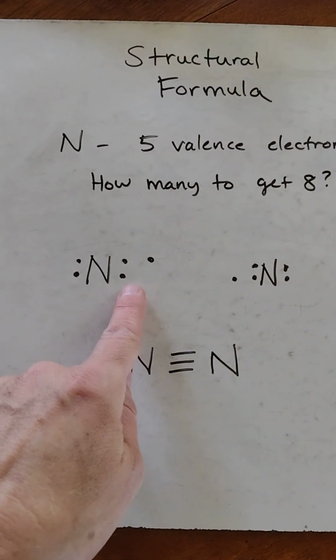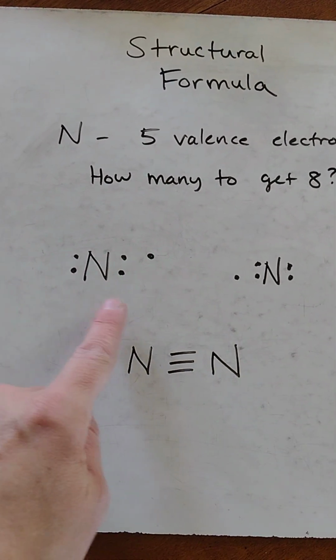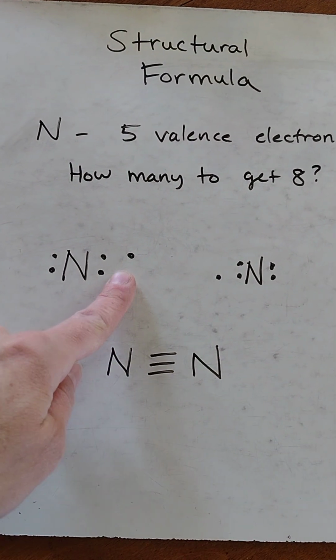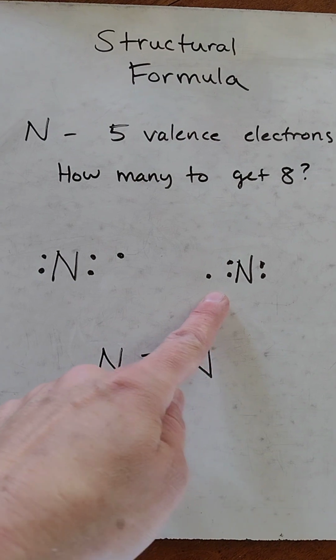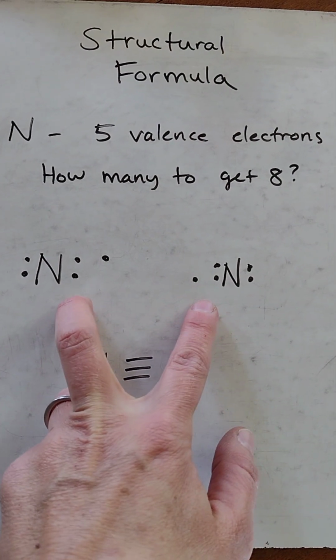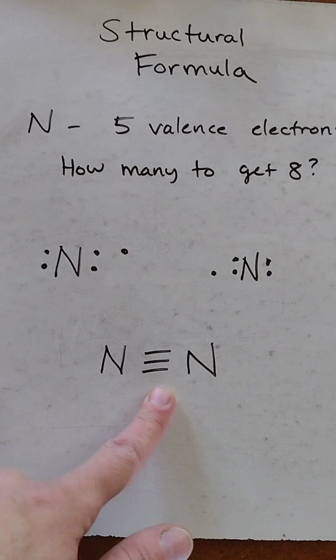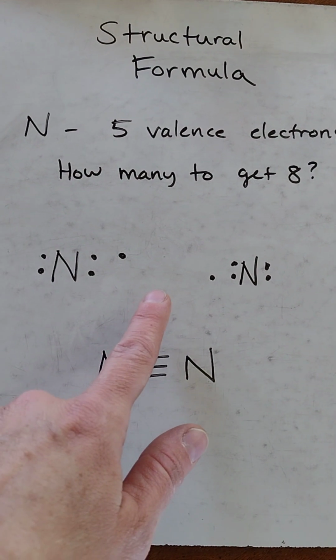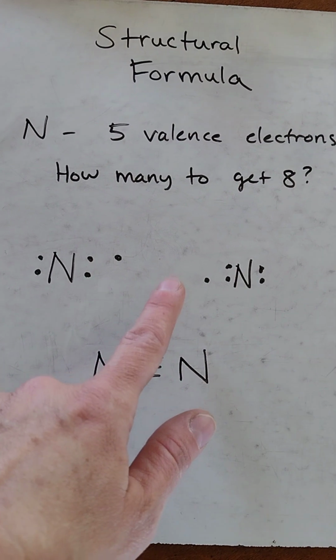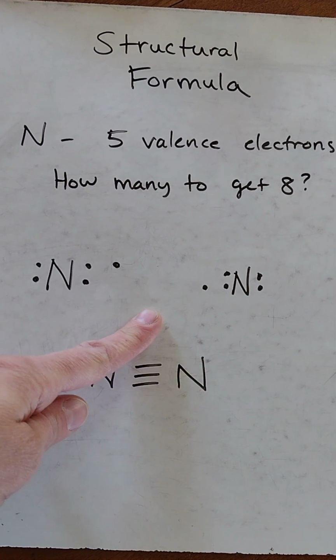So you can see this is 5 electrons. There's 3 electrons here. There's 3 electrons here, and they're going to share. And so there's actually going to be a triple bond because they each need 3 more electrons to get their 8 and become stable.